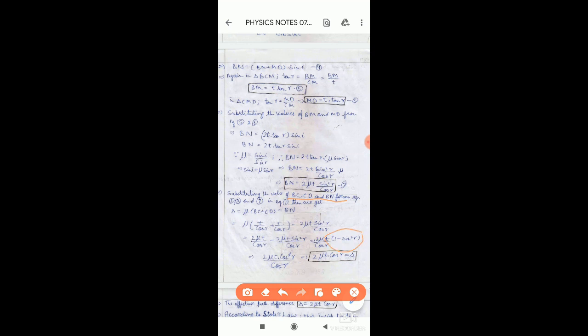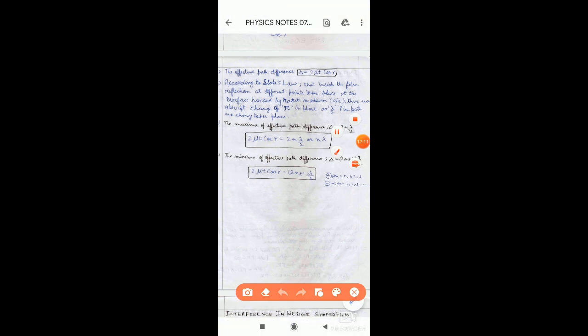By taking common 2 mu t upon cos r, we get 1 minus sin square r. By using the trigonometric relation, 1 minus sin square r becomes cos square r. Put the value and get the desired result: 2 mu t cos r. The effective path difference is 2 mu t cos r as shown in figure. Now the effective path difference by the interference due to reflected light is 2 mu t cos r.